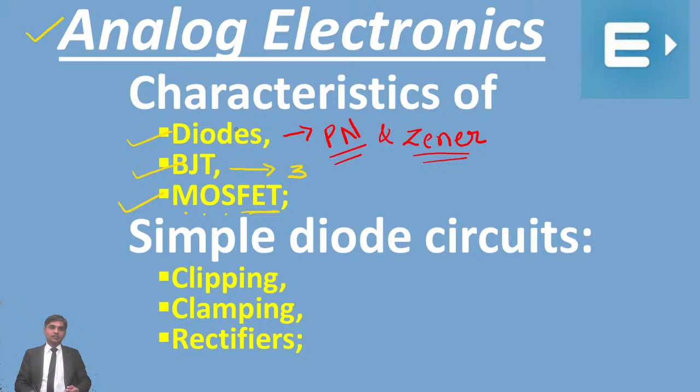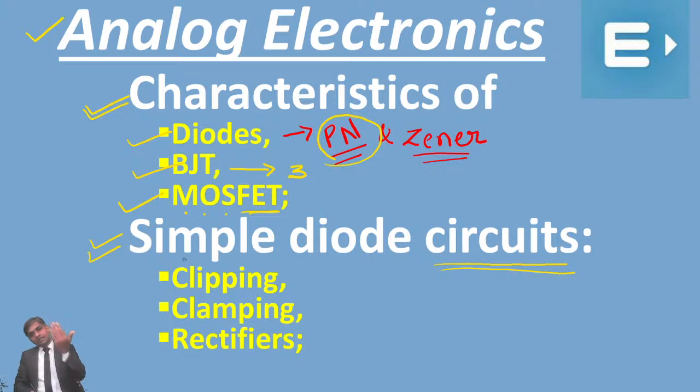Then, after discussing the characteristics of diodes, BJT and MOSFET, the next most important concept to be learned is simple diode circuits. Sir, as I told you, whenever you learn about the PN junction diode, immediately we talk about diode circuits, which are applications of the PN junction diode. If you look at that, the first thing is clipping. What do you mean by clipping, sir?